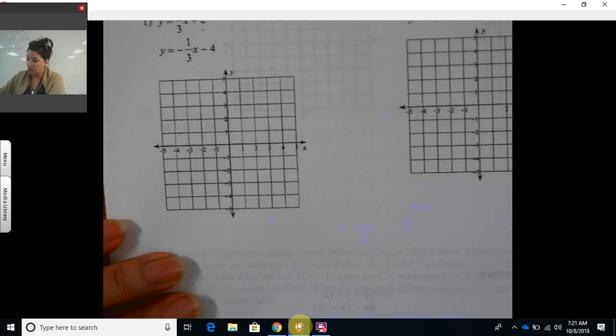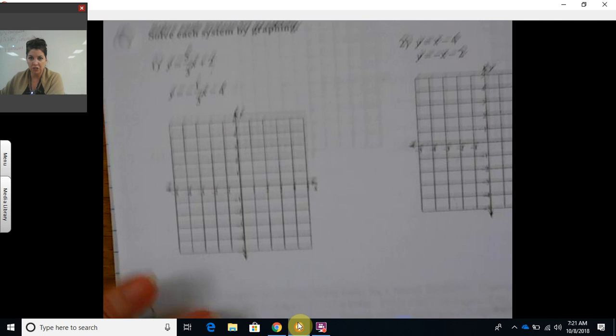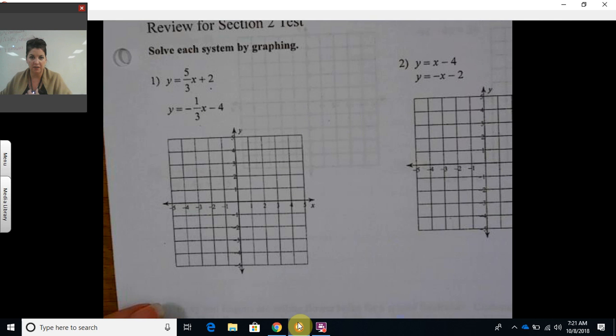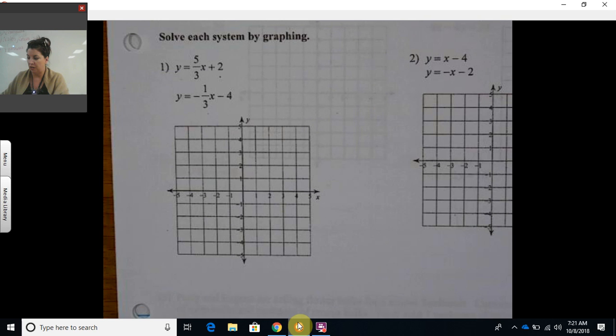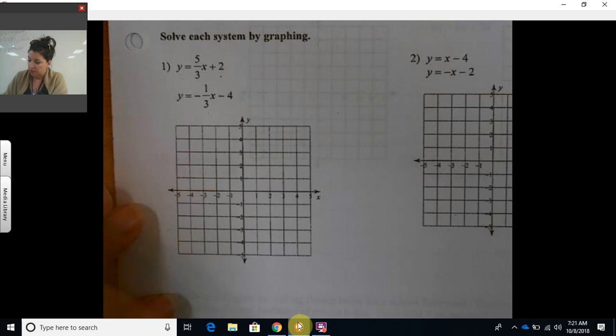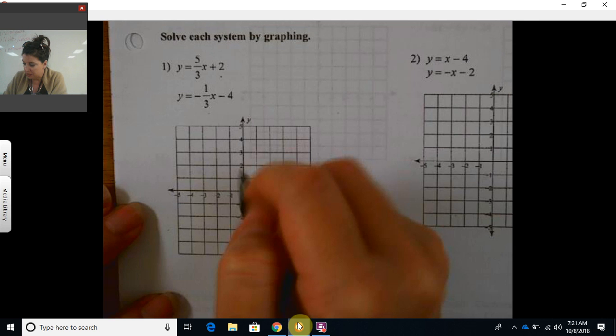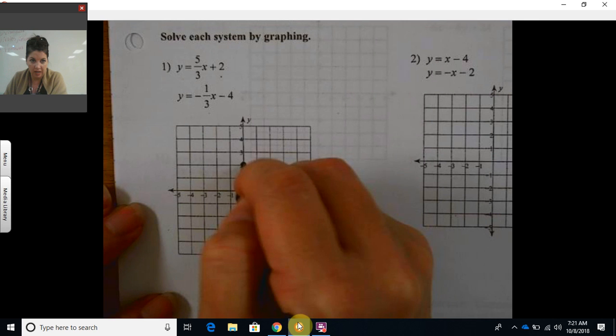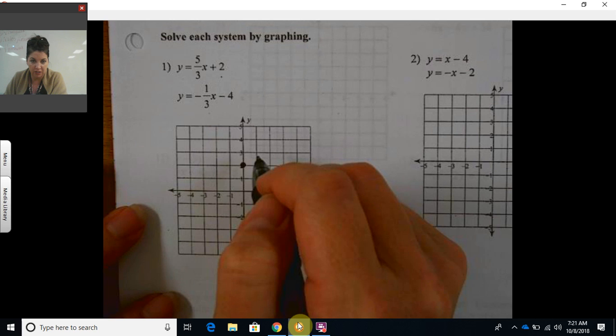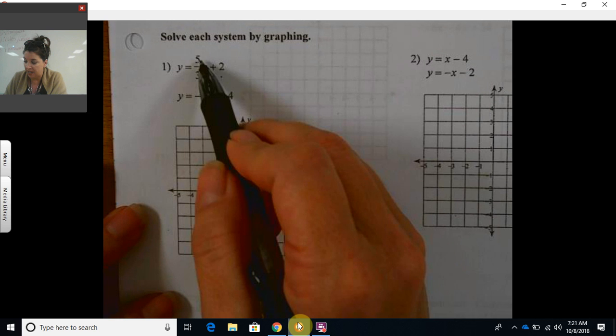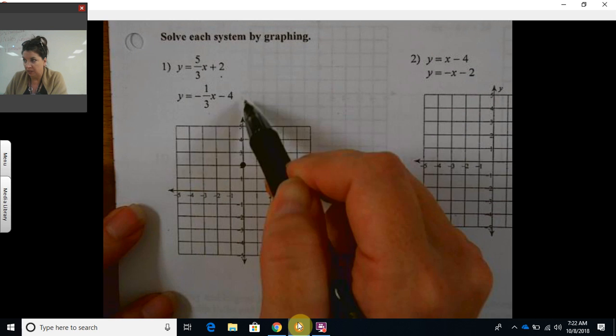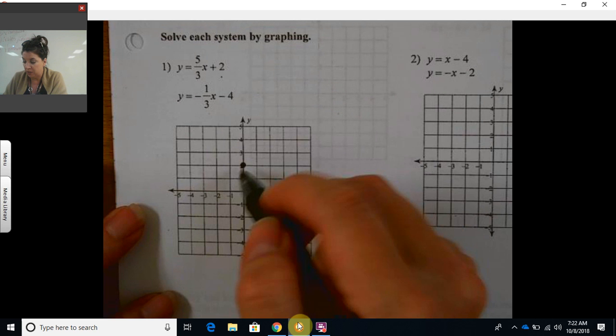Right, so on the first and second one, you're solving each system by graphing. Those are both in slope-intercept form, so easy to graph. The top equation, the y-intercept is at +2, and the slope is +5/3. So you have a rise of 5, a run of 3. If you go up 5, you're going to be off the graph. That's okay. We can still go down 5.